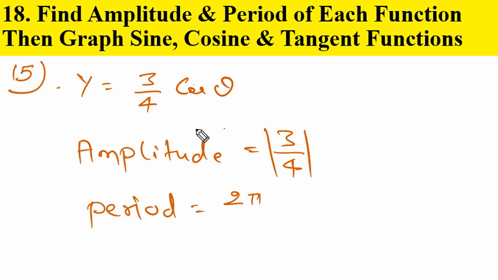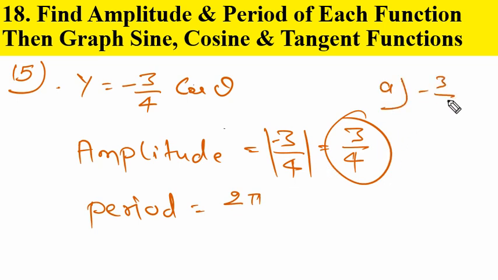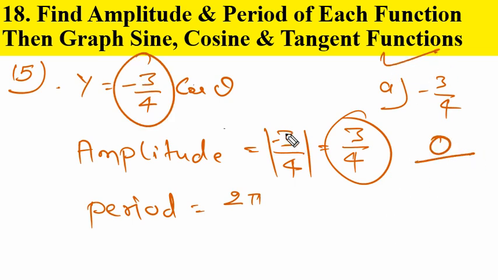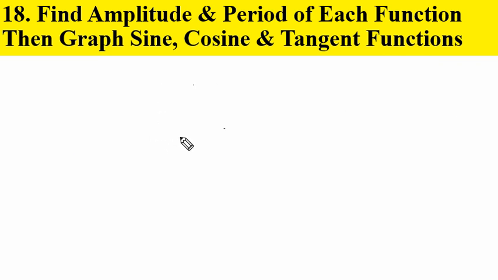Now why we are using mod here? Just in case if it is negative 3 over 4, then it will be mod negative 3 over 4. Your final answer will be 3 over 4. You will not take negative as answer. Okay, so in the options you will have positive option. If you have option A negative 3 over 4 and you see amplitude here negative 3 over 4, you select this one, you get 0 marks, because it is mod negative 3 over 4. So you will have to select positive 3 over 4. Similarly for the period. Okay, so you can try the rest of the question, they all are same.